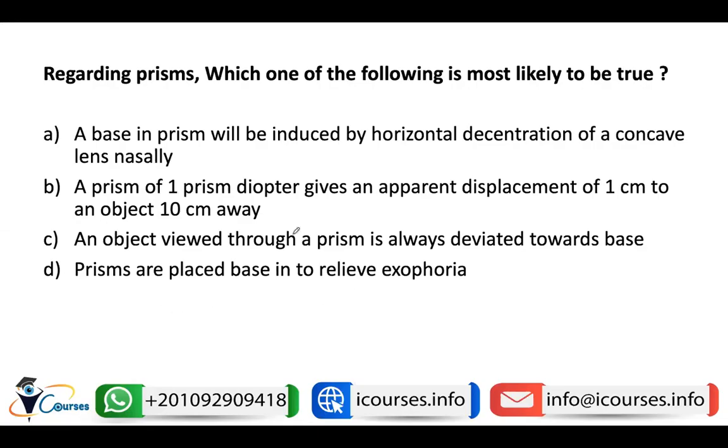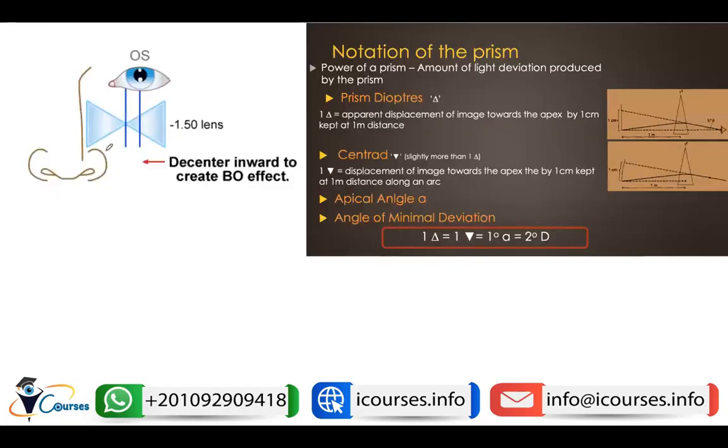Exactly. So what happens if we put a concave lens in front of the eye and shift it nasally? Let's see. Here is the eye and here is the lens causing nasal shift, toward the nose. And now what happens?